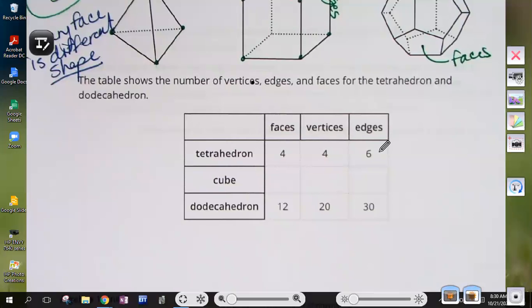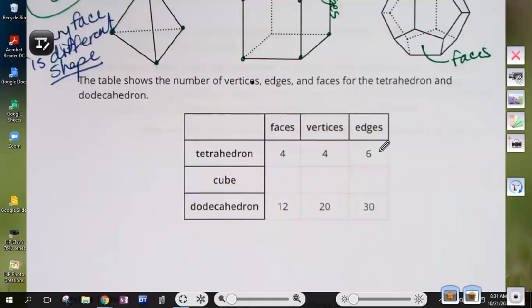All right, make sure you're making some observations about what you notice in the table. Compare the faces and the vertices and the edges for each one. What do you notice? Okay, let's look at it.